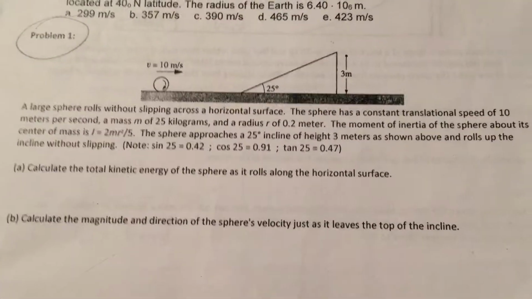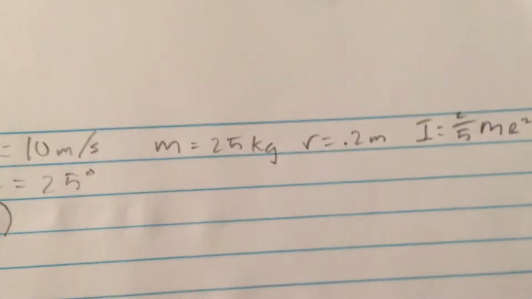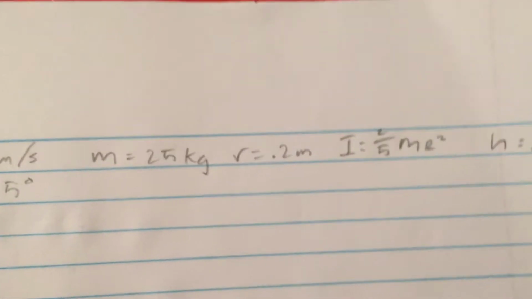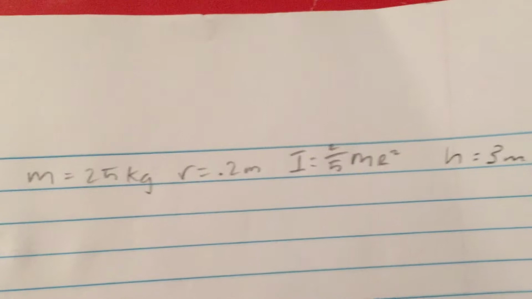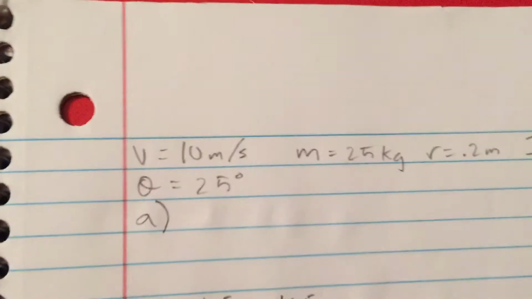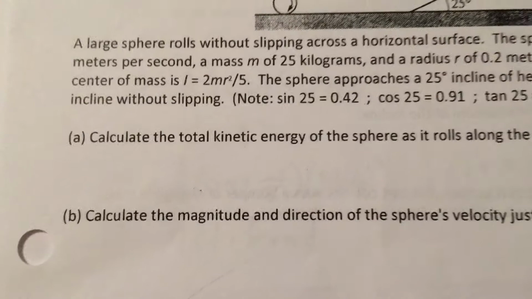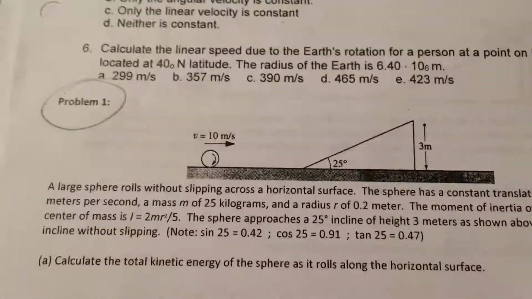Okay, so for problem 1, you are given that the linear velocity is 10 meters per second, the mass is 25 kilograms, the radius is 0.2 meters, the equation for the moment of inertia is 2/5 mass times radius squared, the height is 3 meters, and the angle is 25 degrees. So it wants us to find the total kinetic energy basically before it hits this ramp.